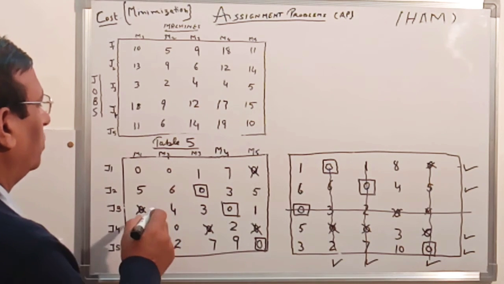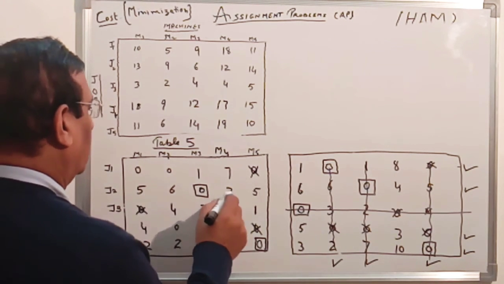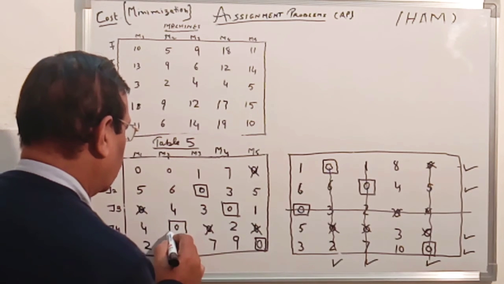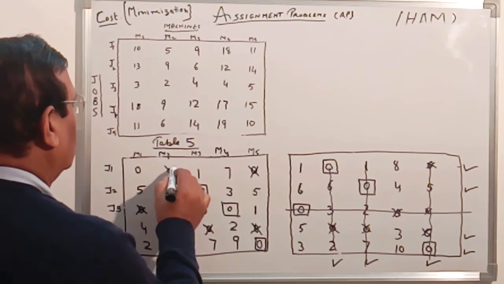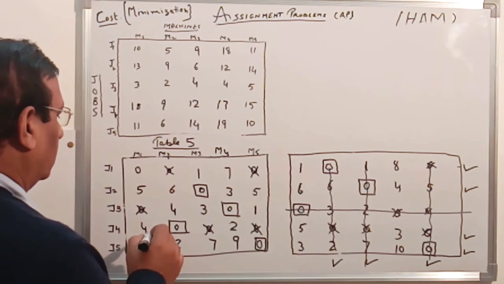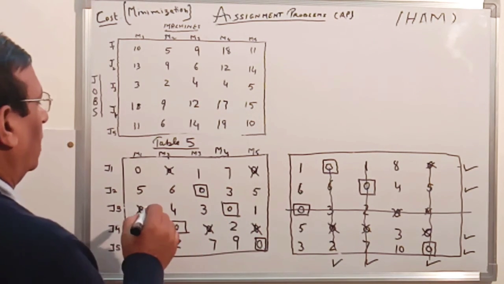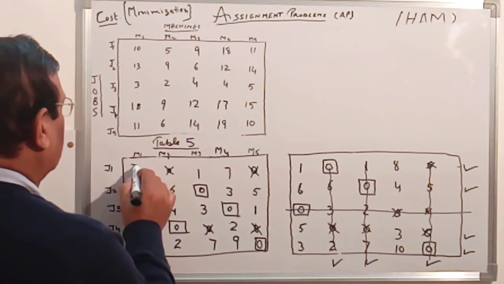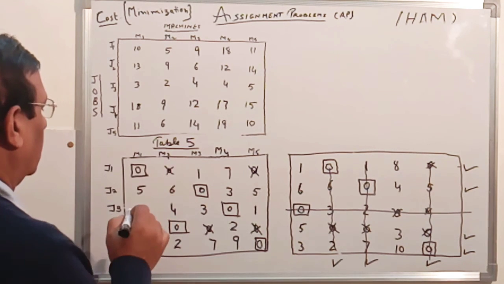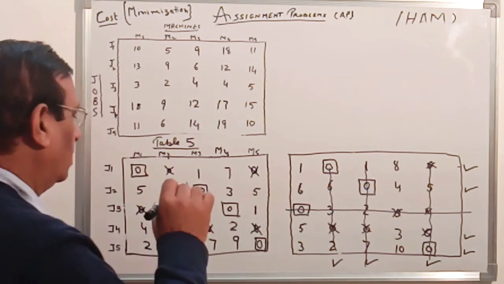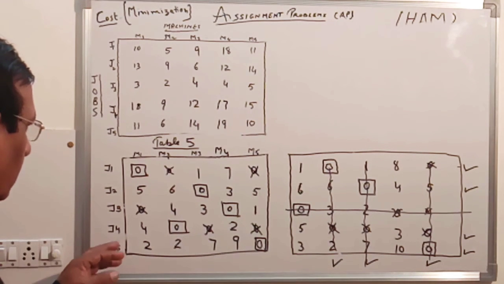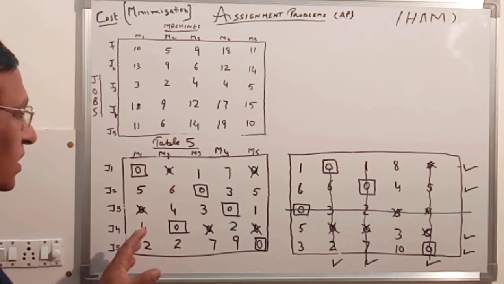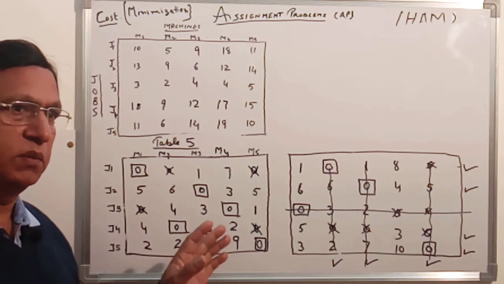Now again repeat. First row, 2 zeros. Second row, assignment is there. In the fourth row, single 0 is there. Make this 0 as assignment and cross the 0 lying in that column. In the fifth row, assignment is already there. Now come to the columns. In the first column, there is a single 0. Mark this 0 as assignment and cross zeros in the row. So here we get 1, 2, 3, 4, 5 assignments, and we want 5 assignments. It means we have reached the optimum result.